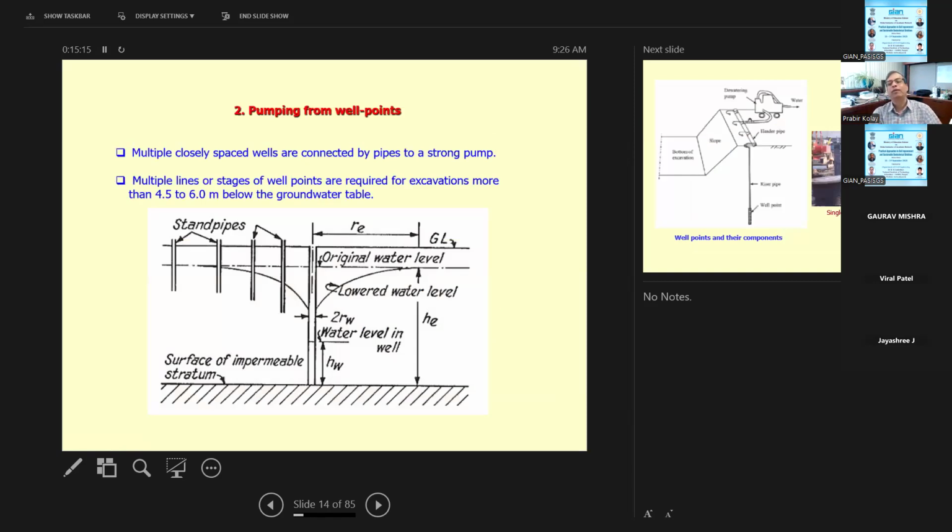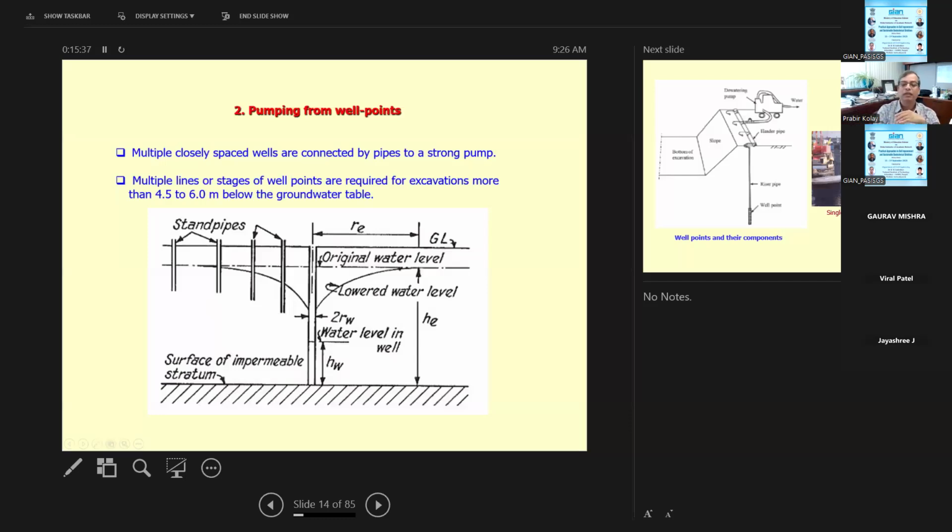Then the second one is pumping from a well point. What you do is make a borehole and then pump the water out. So what is going to happen? You see the standpipes over here. These are the observation boreholes. You see the original water level was here, and now it will form an inverted cone, okay?